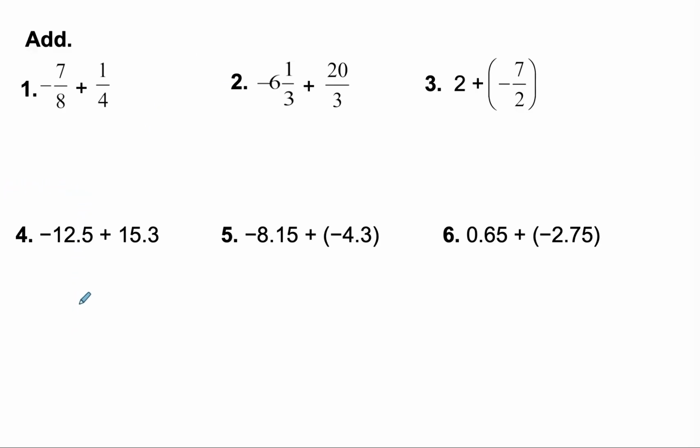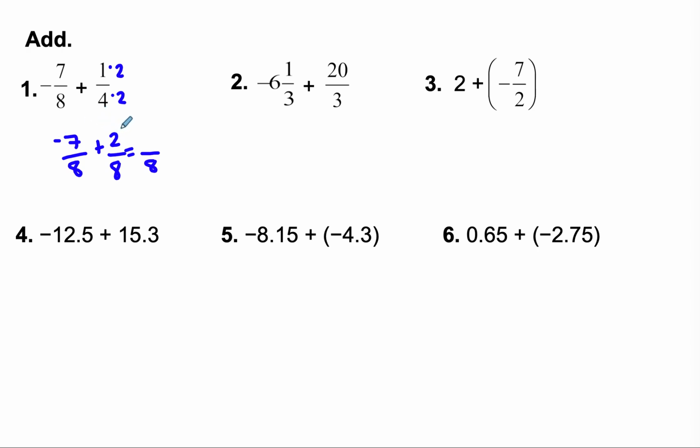Okay, take a moment and pause the video and try these next 6 problems. All right, let's check our answers. So for this first one, -7/8 plus 1/4, I need to find a common denominator. I'm going to use eighths. So I'm going to take my 1/4 and multiply by 2 over 2 to change it into eighths. So -7/8 plus 1 times 2 is 2, and 4 times 2 is 8. So -7/8 plus 2/8, common denominator is going to stay the same.